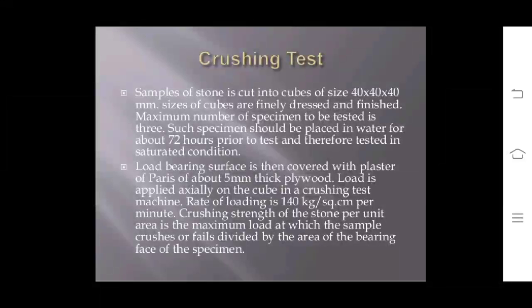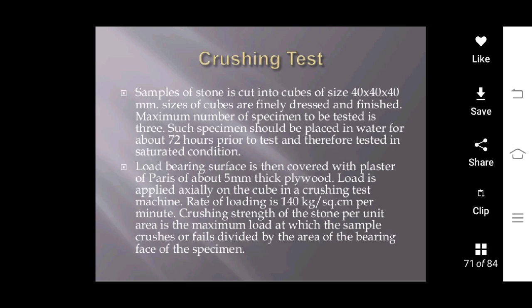Crushing test. Sample of stone is cut into cubes of size 40 by 40 by 40 mm. Sizes of cubes are finely dressed and finished. Maximum number of specimens to be tested is 3. Such specimen should be placed in water for about 72 hours prior to the test and therefore tested in saturated conditions. Load bearing surface is then covered with plaster of Paris of about 5 mm thick plywood.